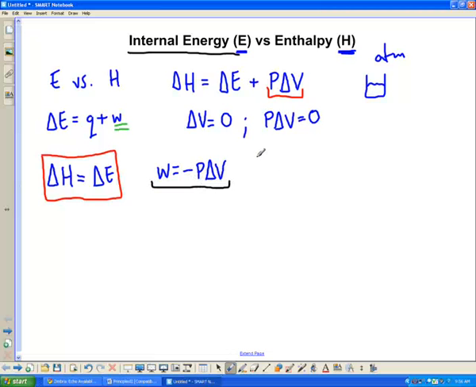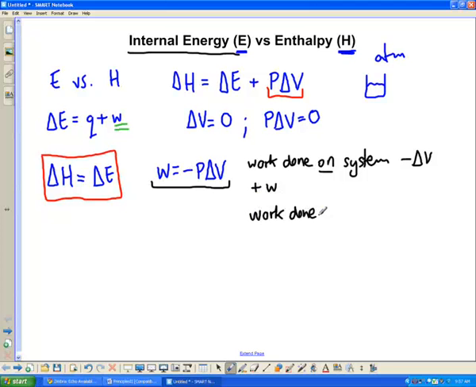This means that if work is done, let's make sure we're clear about this, if work is done on the system, the system being whatever it is that you're studying, if something's pushing down on the system, the volume is going to decrease. You're going to have a negative volume change because your volume gets smaller. Of course, with a negative here and a negative here, this means a positive value for the work for that process.